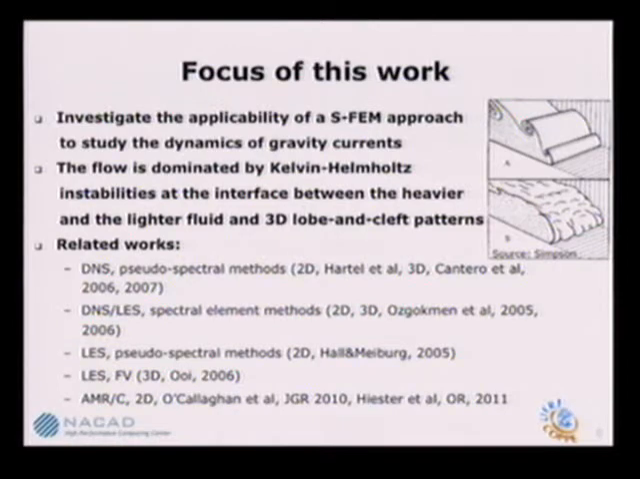There's an ocean research paper from 2011 in the Journal of Geophysical Research, and they use finite elements with triangulations, but they are restricted to 2D. Today, I'm going to show you preliminary 3D simulations with adaptive mesh refinement and coarsening.